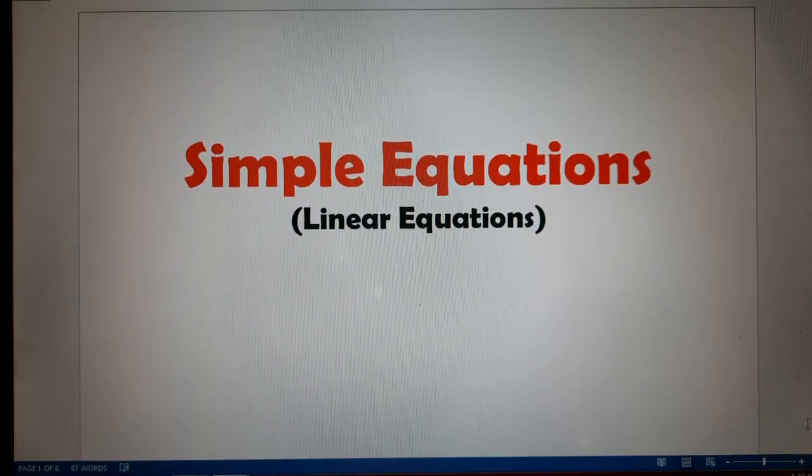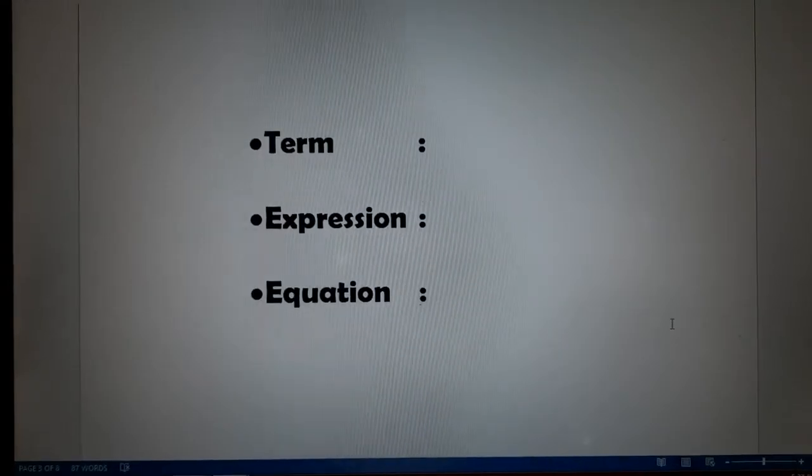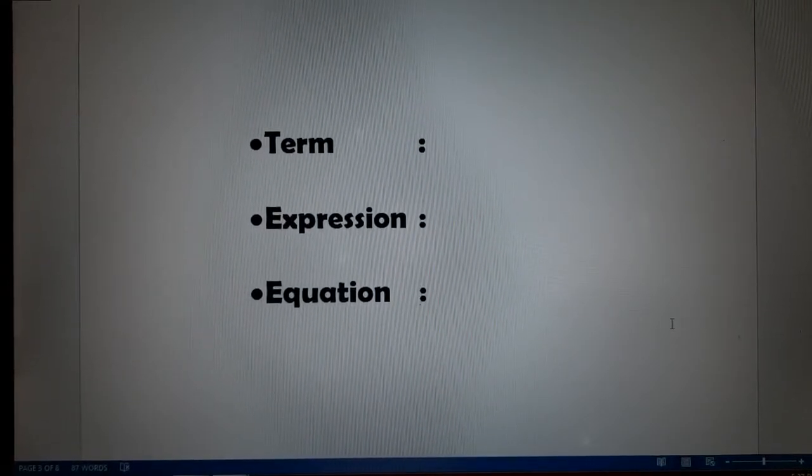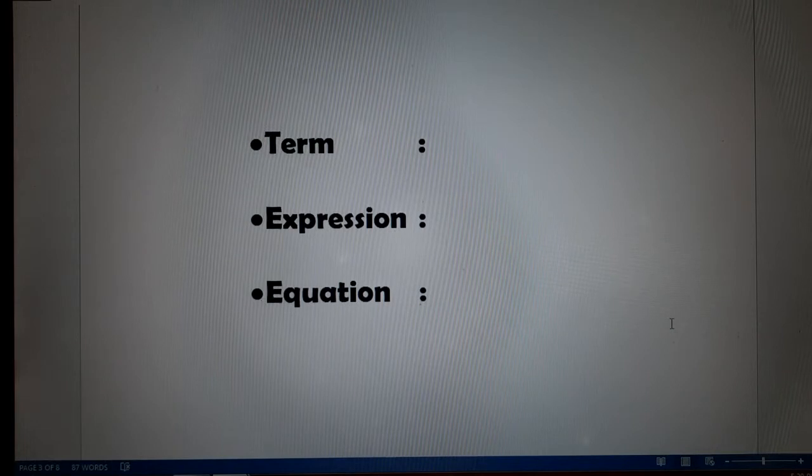Today our lesson is about simple equations. From this video you will learn how to solve a simple equation correctly. To understand this lesson properly, you should know the meaning of these words. Term, expression and equation.